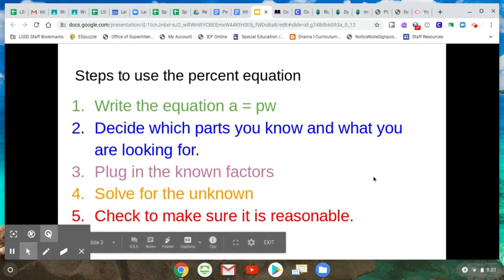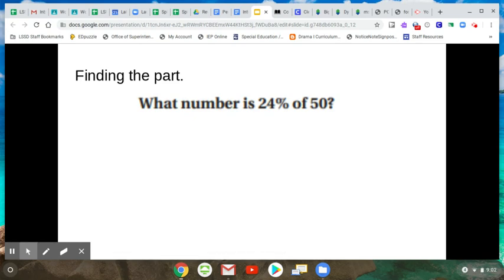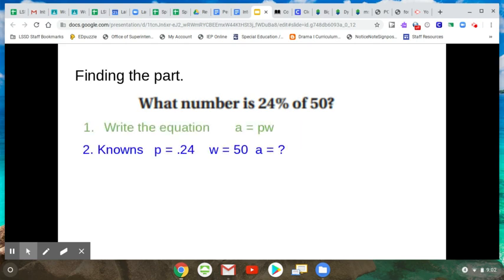Okay, so let's go ahead and try one with a problem. So we need to find the part in this case. It asks, what number is 24% of 50? So we start by writing out the equation. We already know that one. We find our knowns. We know that the percent is 24%, and written in decimal form, it is 0.24. We know the whole is 50, and we do not know the a, so we'll just put a little question mark there, or the part, we don't know it.